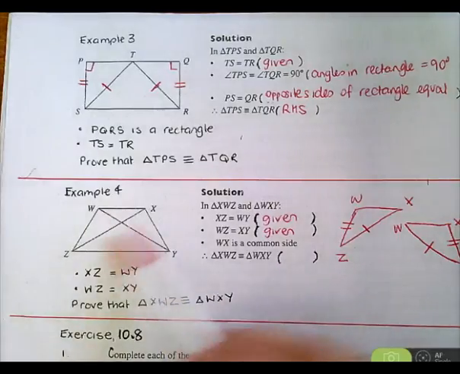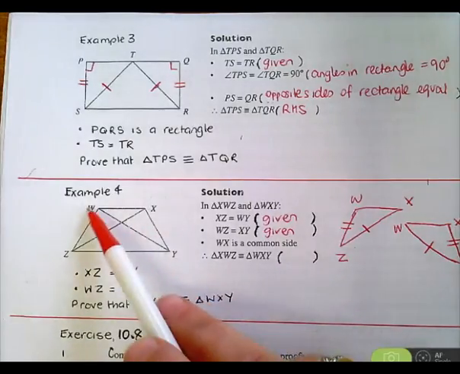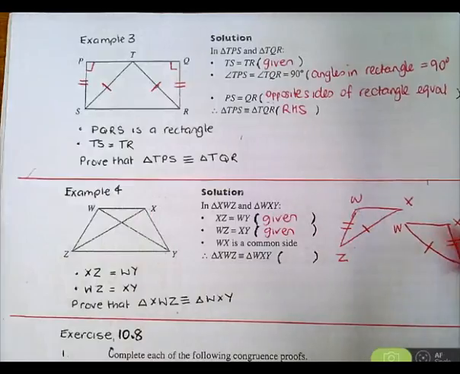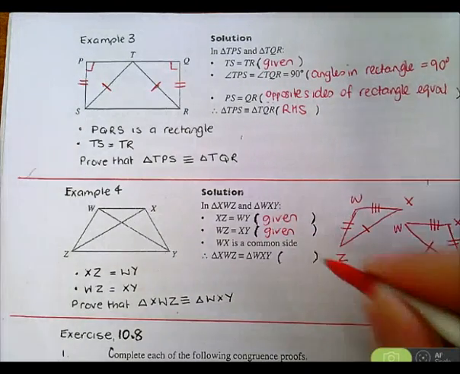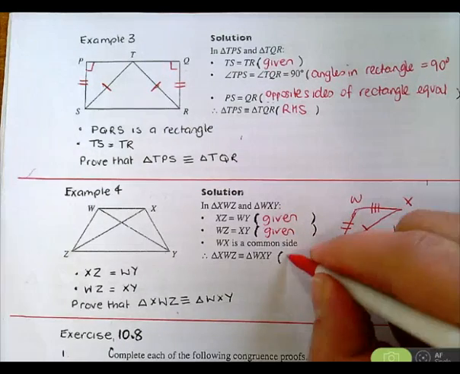Girls, now go back and look at your diagram up here. WX is the same as WX here. So I'm going to put three dashes on those sides. Got it? They're the same. WX, WX, it's the same thing. So that is a common side. So therefore, they are congruent by SSS.